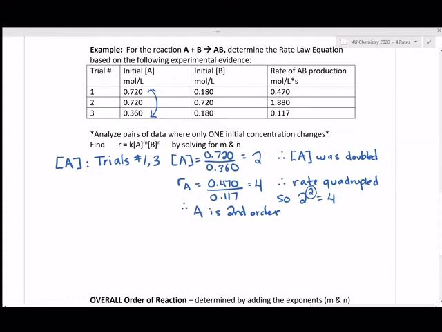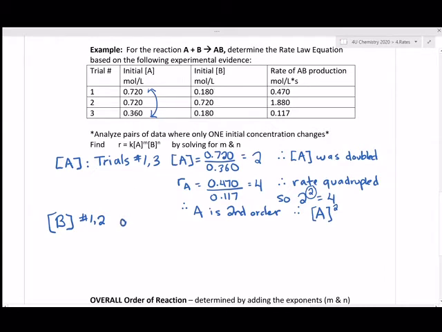Okay, so that's our first piece of information. So what that means is A in our equation is going to be raised to the power of 2, but we'll put the whole equation together in a second. Okay, so now we're going to do B the same way. And for B, again, we want to change, so it's either got to be 1 and 2 or 2 and 3. And of course, the obvious choice is 1 and 2 because A did not change. So we're going to use number 1 and 2.